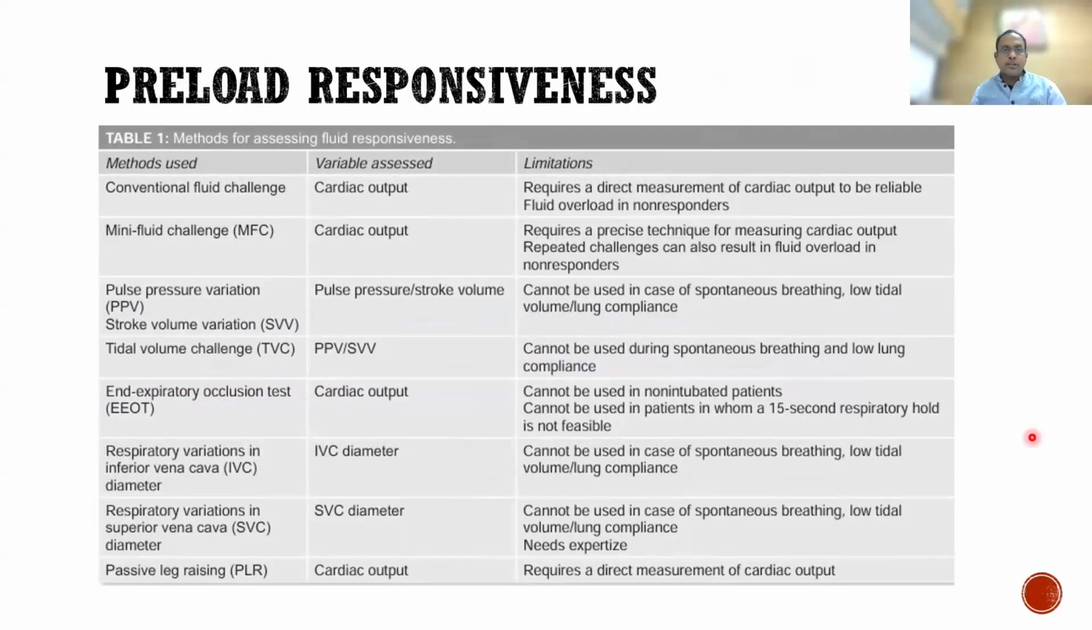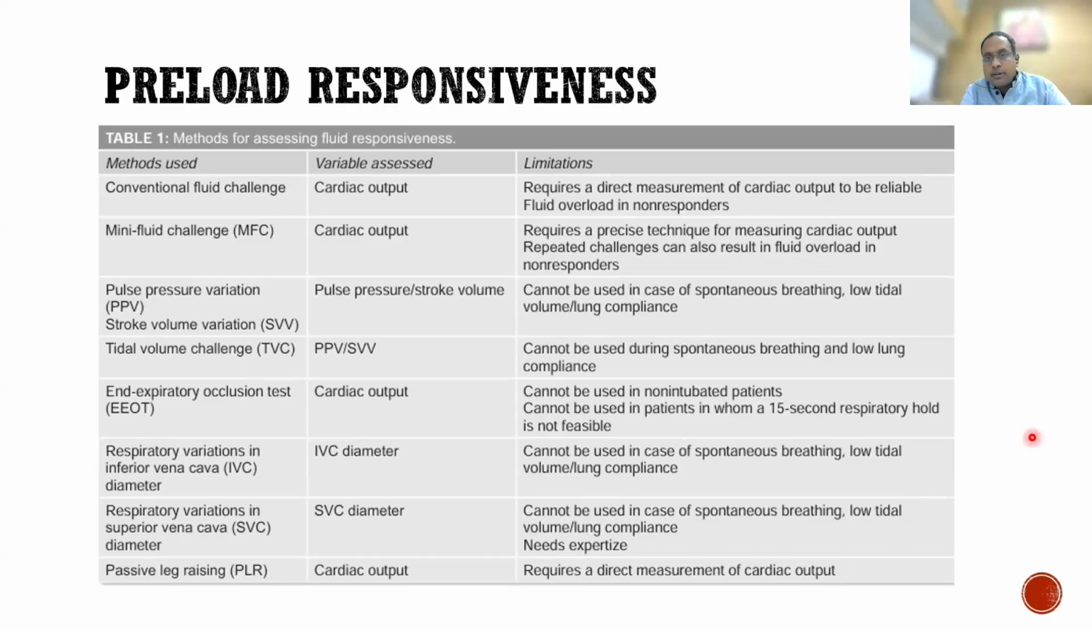What are the methods to assess preload fluid responsiveness? Dynamic methods. We have the conventional fluid challenge. The disadvantage is that once the fluid is inside the patient, we have to either remove it, and if the patient is having acute kidney injury, then the patient may get into volume overload. We can instead use a mini fluid challenge, but for that we also need to be very precise in our measurements of the cardiac output. And repeatedly doing mini fluid challenges can also cause volume overload.